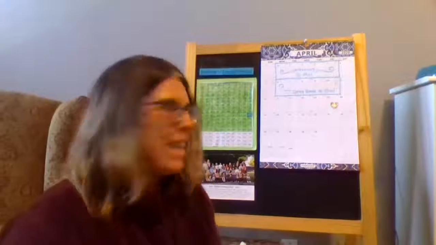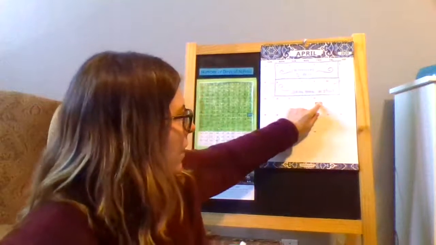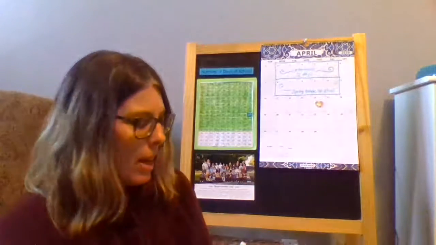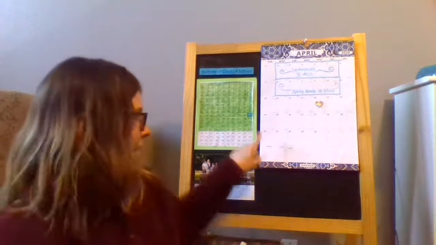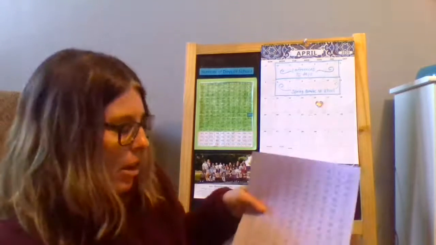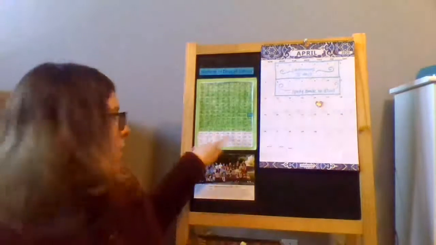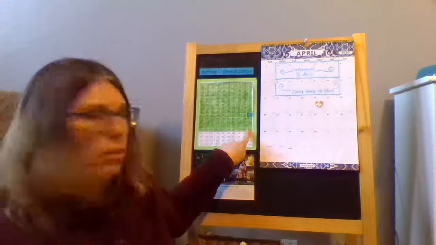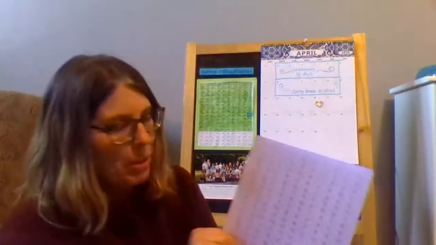Good morning. It is Thursday, April 16th, and it's an exciting day, number-wise. We are on the 140th day of school, so you can find that on your chart. It's at the end of the 130s, all the way over here, 140. You can see on this chart that means we have a whole row filled in. That's pretty exciting. Let's count by tens together, all the way up to 140.